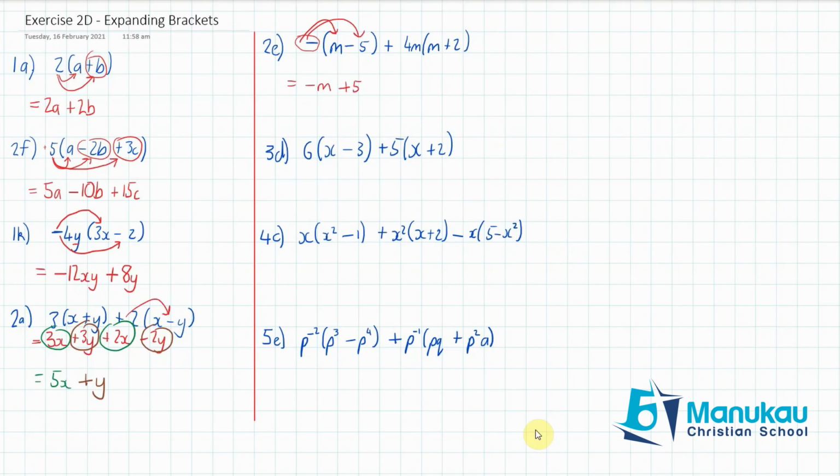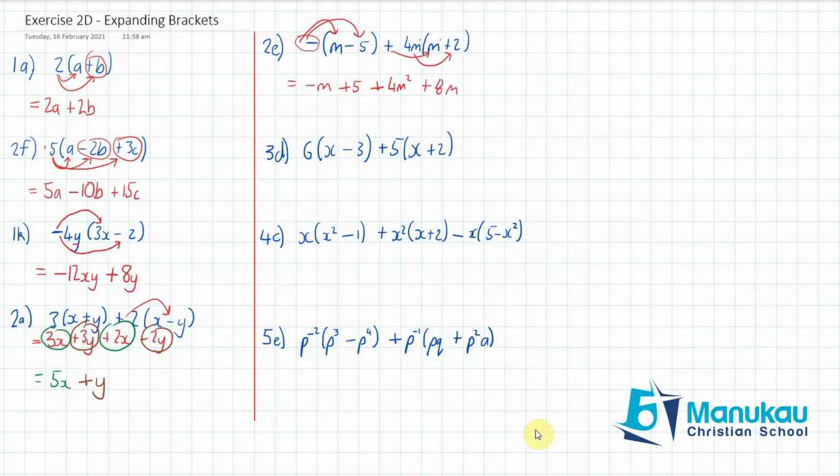Now we're going to do this bracket. I've got positive 4m times m. Now be careful here, we're going to use our index laws. m times m is m squared, so this one will be 4m squared. Don't forget when you're multiplying with numbers with the same base, we've got an m and an m, they're the same base. We're going to add the indices, and both have index 1. So when we add them together, we get 2. Then the last one is 4m times 2, and that's going to be 8m.